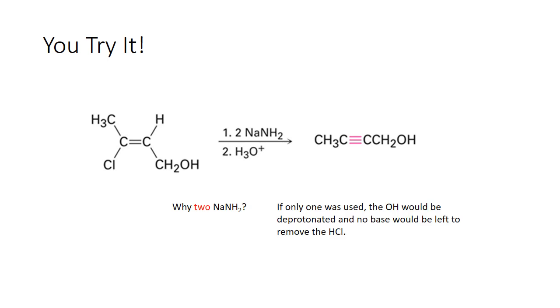Of course, if only one was used, the most acidic proton on that molecule would be removed, and the most acidic proton would be on the alcohol. So you have to use two, one to remove the proton first, and then one to remove the hydrohalic acid.